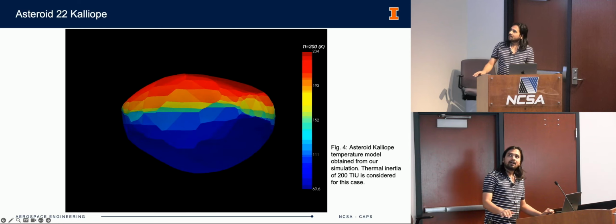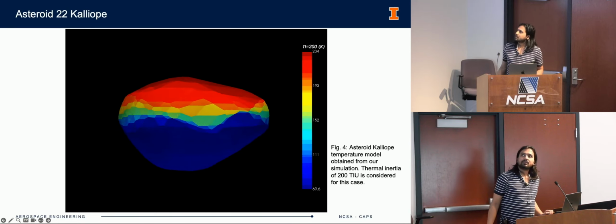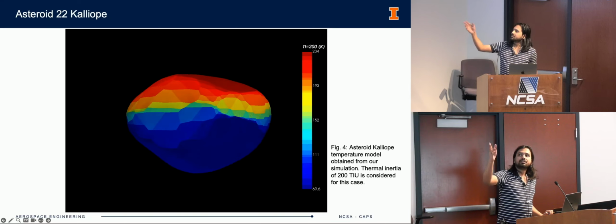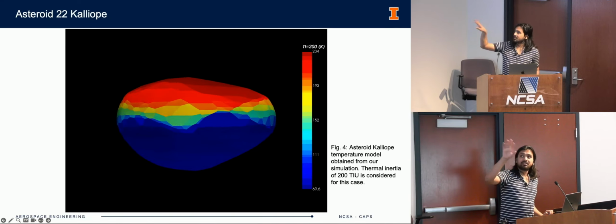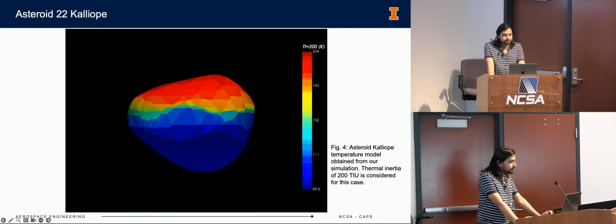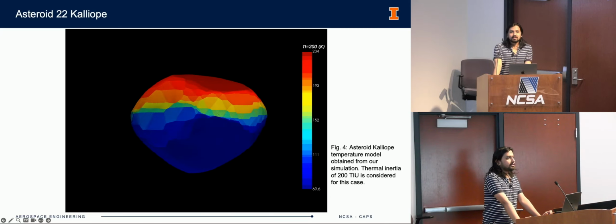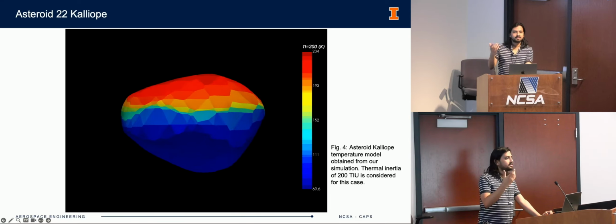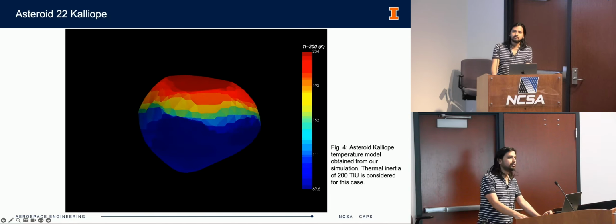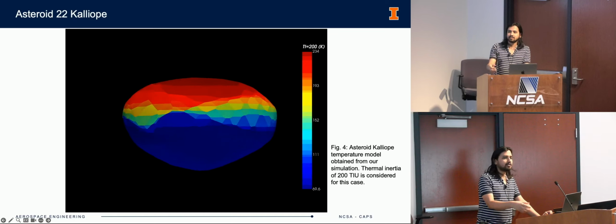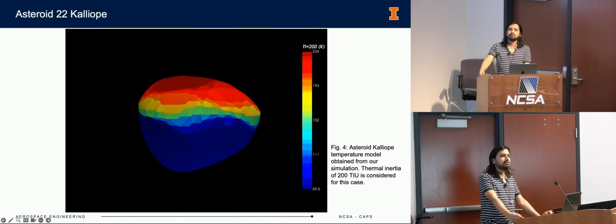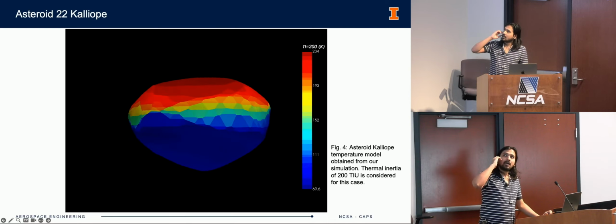So this is how asteroid Calliope looks from one of our simulations when we ran it with a thermal inertia of 200. That's in SI units. Thermal inertia, as the name suggests, is the inertia of a body to resist change in temperature. A higher thermal inertia would mean that the asteroid doesn't want to heat up easily, and it won't cool down easily either. A lower thermal inertia will be the opposite.